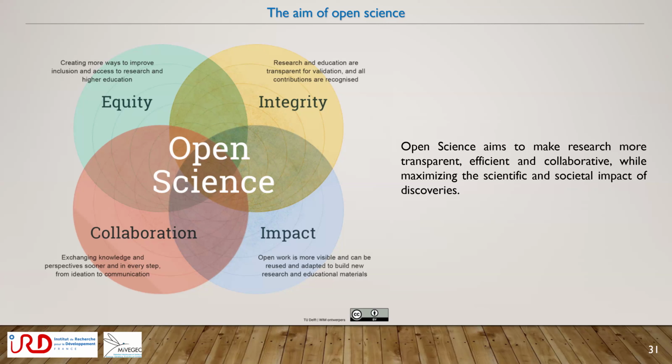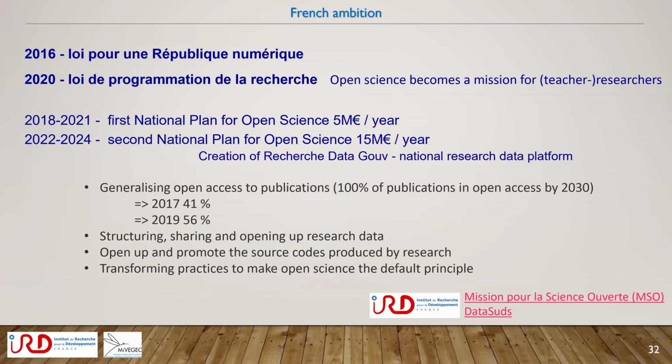Okay, this is a great idea, but how to do that? Just a quick focus on the French ambition about it. We had 2 different laws that talk about open science, and a national plan for open science. The law from 2020 is interesting because it says open science becomes a mission for researchers or teacher-researchers. So now it's a mission, we should be open. And how to do that? The plan helped to raise some money, to give money to try to do something interesting.